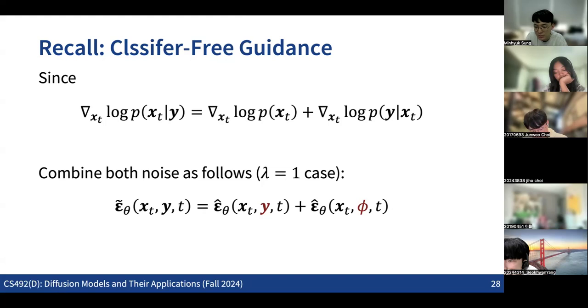And this was the case when the weight is 1, but we could also do some kind of extrapolation by just setting lambda to be greater than 1, right? So these are all the examples that we discussed before. The downside is that these all basically require some training data, including the pairs of the conditional input and the outputs.